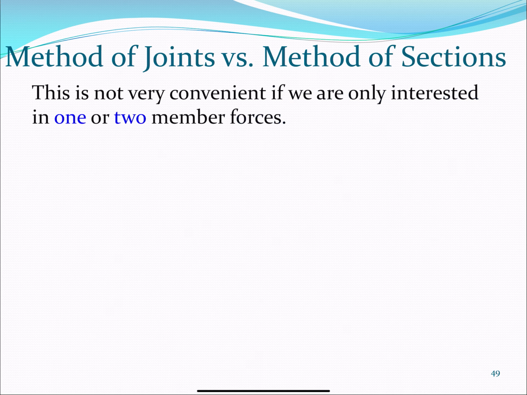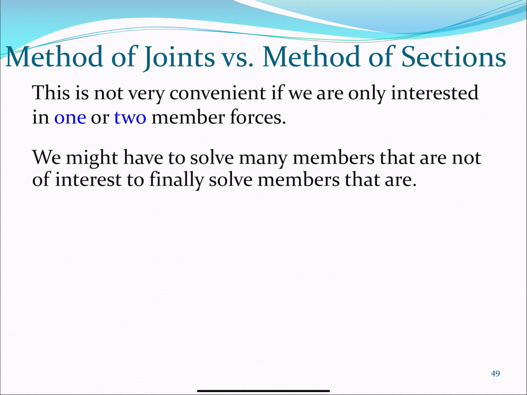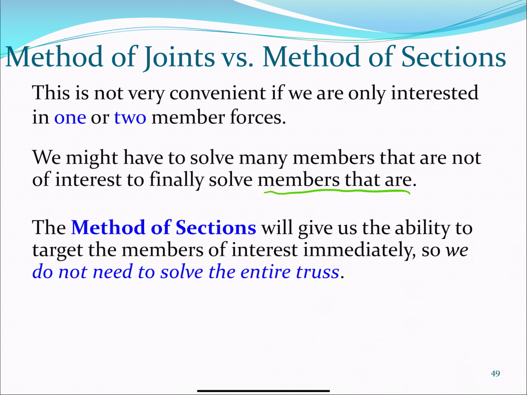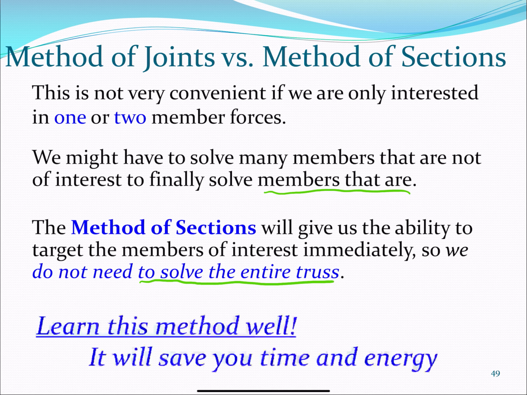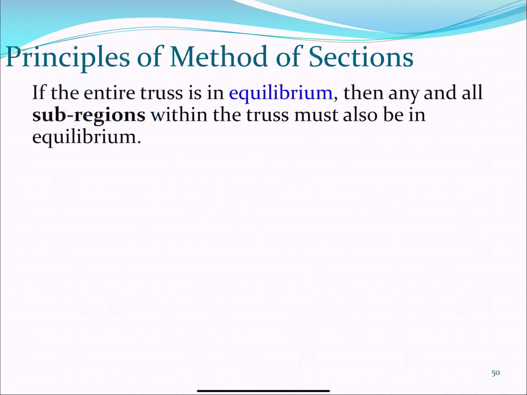Now, this is not very convenient if we are only interested in 1 or 2 member forces, right? We might have to solve many members that are not of interest to finally solve the members that are needed. So the method of sections will give us the ability to target the members of interest immediately. So we do not need to solve the entire truss. This is the key element in the method of sections, right? It's very efficient. So learn this method well. It will save you time and energy, right?